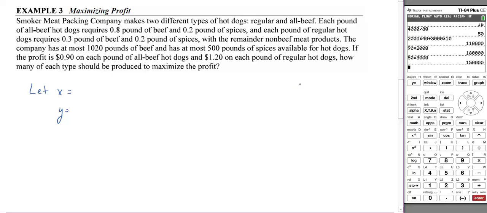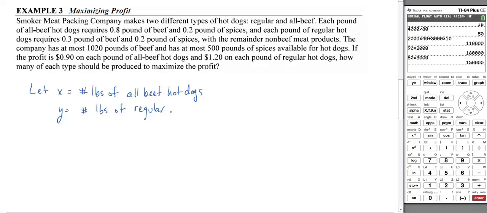But for our constraints, we're talking about the number of pounds of the all beef hot dogs and the number of pounds of regular hot dogs that we're going to produce, because that's what they've asked of us. We also have spices going on here, but we're not talking about producing spices. That's the materials that's going into this product.